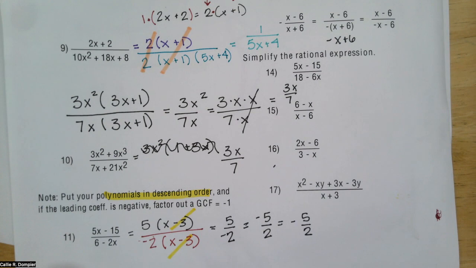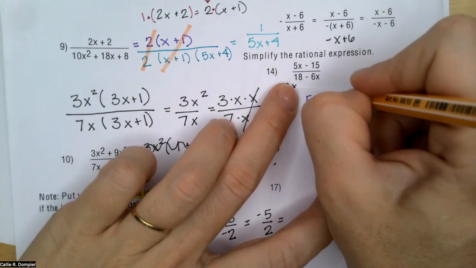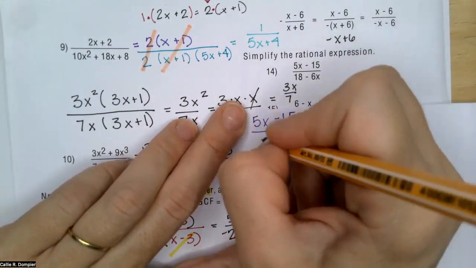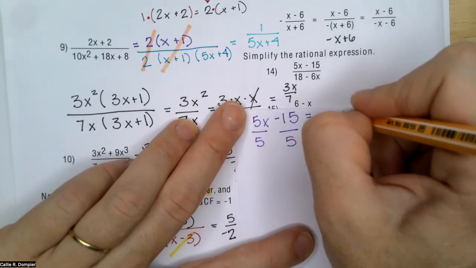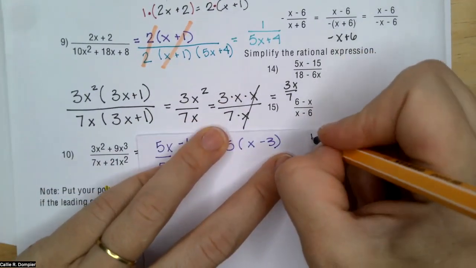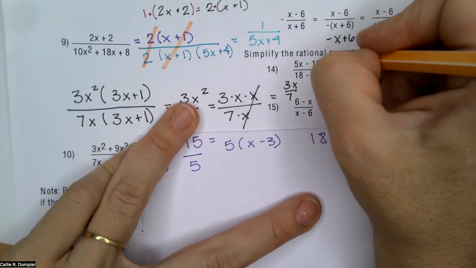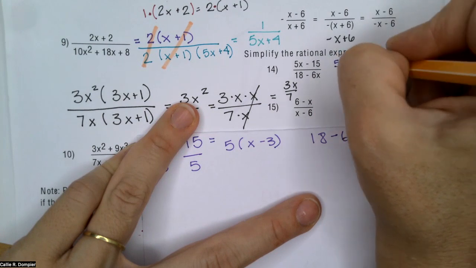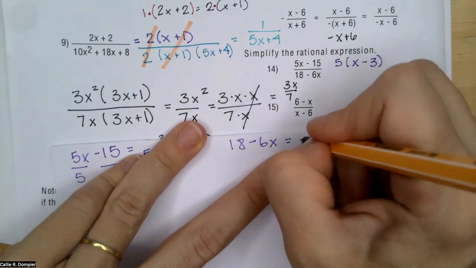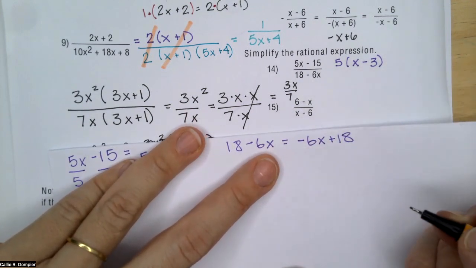Simplify the rational expression 5x minus 15 over 18 minus 6x. So 5x minus 15, we can divide them both by 5. 5 times x minus 3. We're done with the top. 5 times x minus 3. 18 minus 6x, I'm going to switch the order. Negative 6x plus 18, because I want it in descending order, so the constant should be at the end.